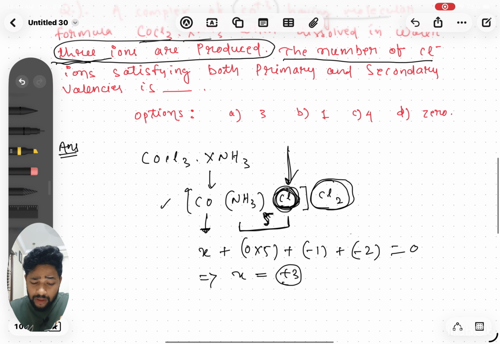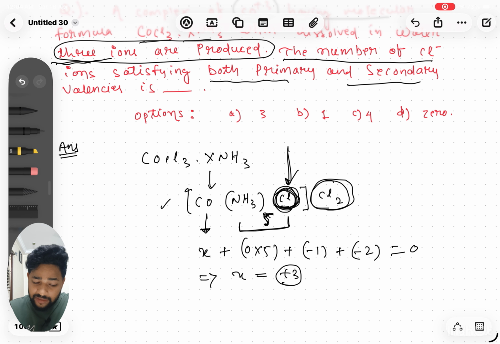That's why the number of chloride ions satisfying both primary and secondary valencies is only one chlorine, the one that is present inside. So the answer will be option B.